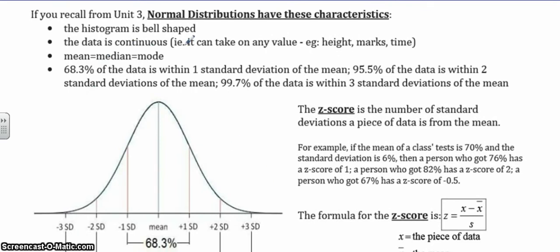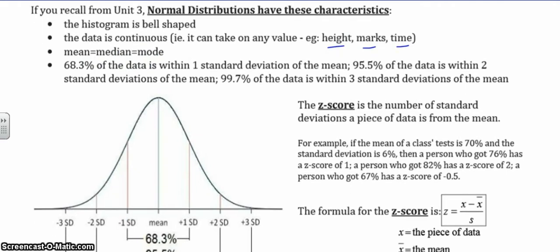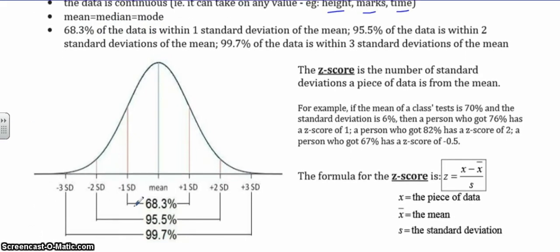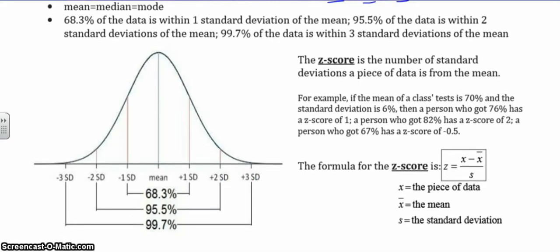The data has to be continuous, so we're talking about height, marks, time, volume, anything like that where it can take on any values, so it has decimals, fractions, there are an infinite number of values. The mean is equal to the median and is equal to the mode. And if you remember, 68% of the data is within one standard deviation, 95.5% of the data is within two standard deviations, and 99.7% of the data is within three standard deviations. So that is all stuff that we've already learned about the normal distribution.